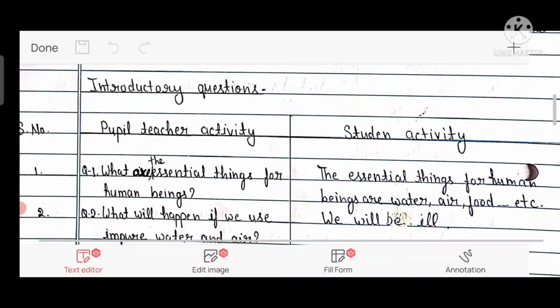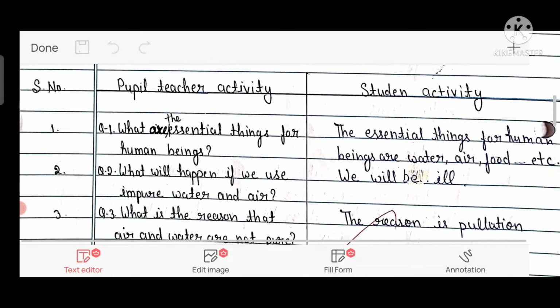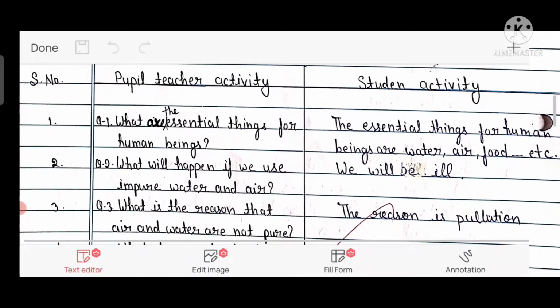In introductory question, we'll make 2 columns: pupil teacher activity and student activity. You will write the correct spelling of student. There was some mistake. Okay. In introductory question, we'll ask 3 to 4 questions. The last question should be problematic. Okay, so let's see here.